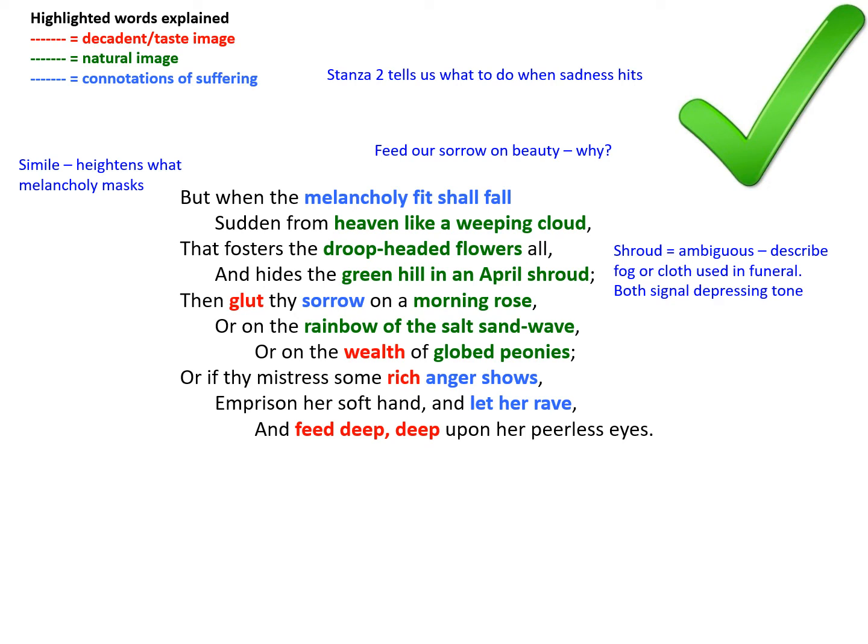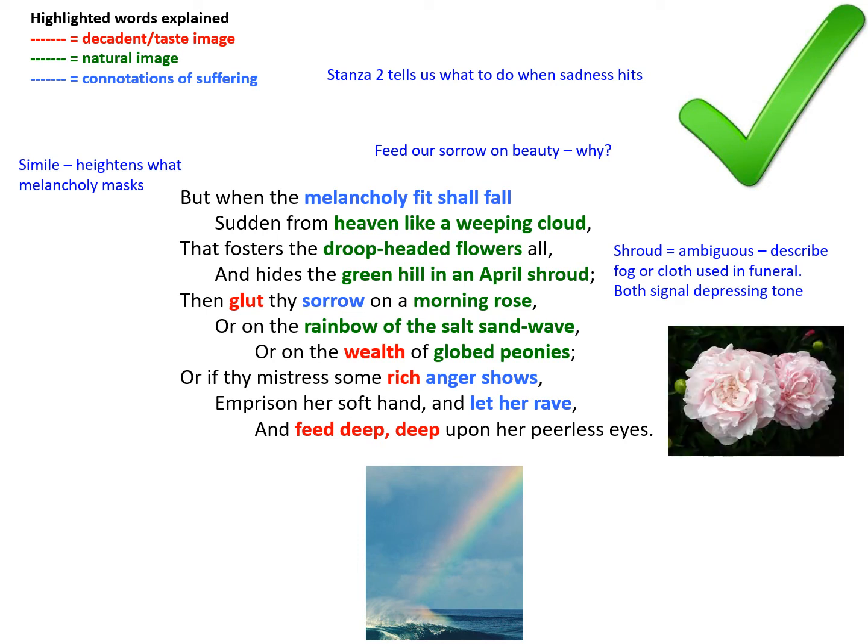We're told to cling closer to images of the rainbow, of the salt sand wave, of the morning rose, of globed peonies. All of these natural references on some level are fleeting. The flowers will soon wilt. The rainbow only lasts a few seconds. So should we then be recognising that beauty and sadness abound? I just want to throw you back to stanza 1, the reference to the beetle, the reference to the death moth. In some respects, they represent transformation, a new hope.